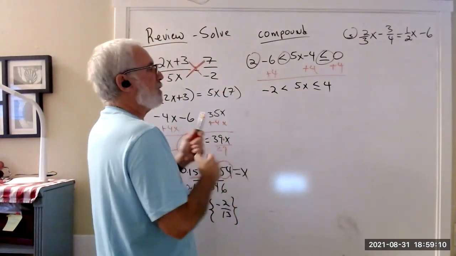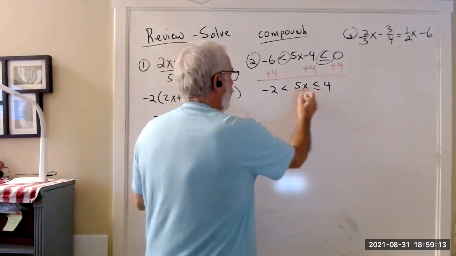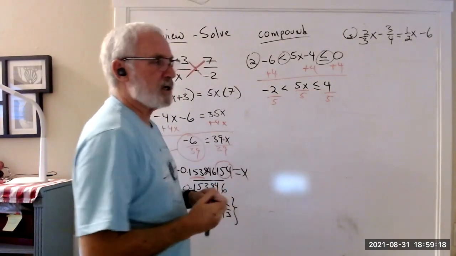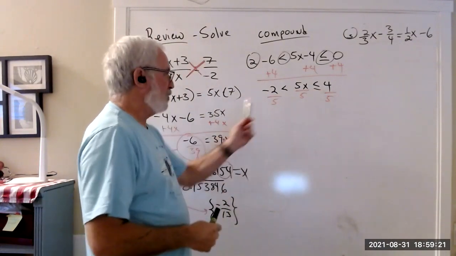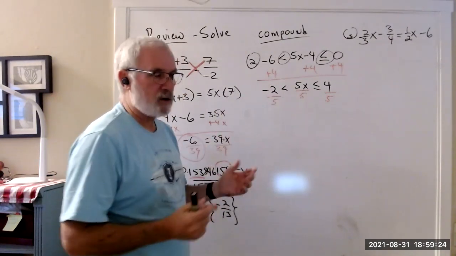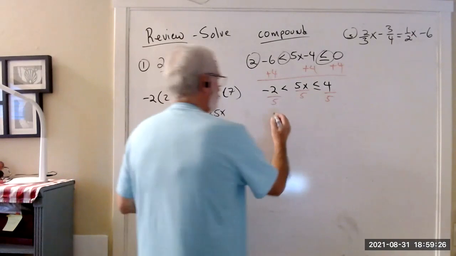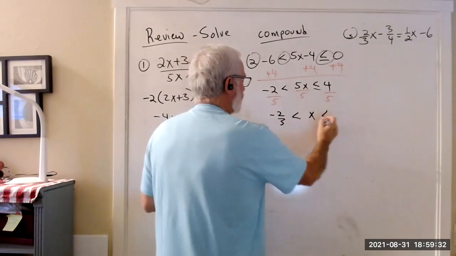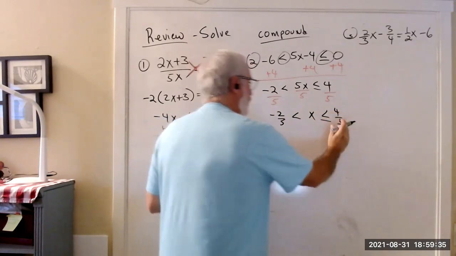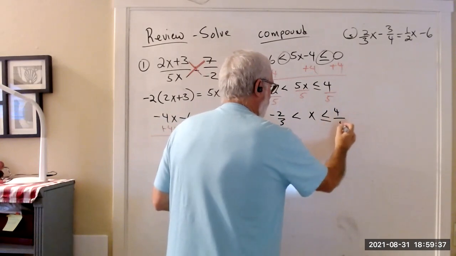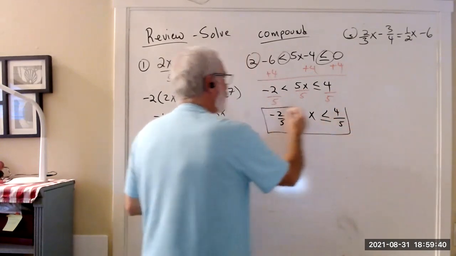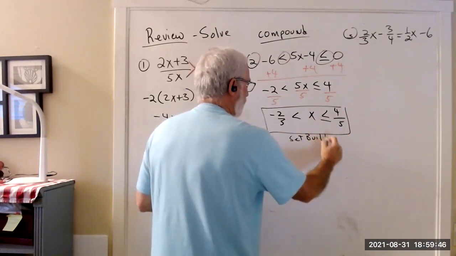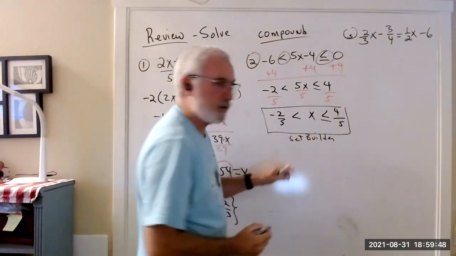Okay, now we want to get x alone. So we're going to divide all three parts by 5. Again, if you want to go to decimals, great. But if you just want to leave them as fractions, that's great also. You're done. This is -2/5 is less than x, which is less than or equal to 4/5. 4/5, come on, dummy. Okay, now this is called set builder.